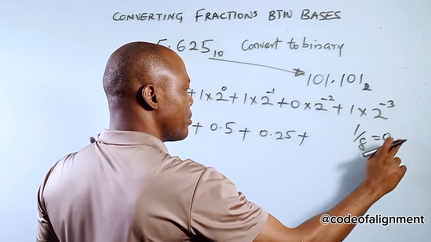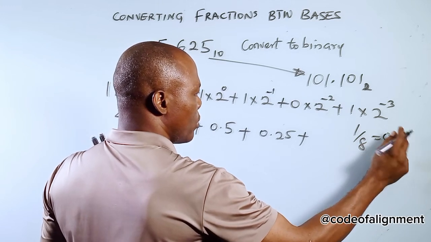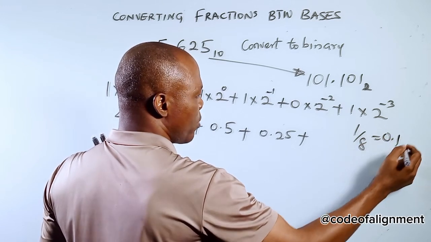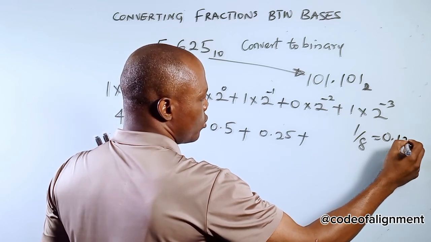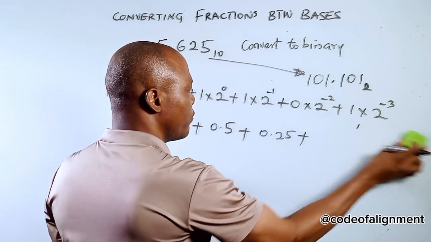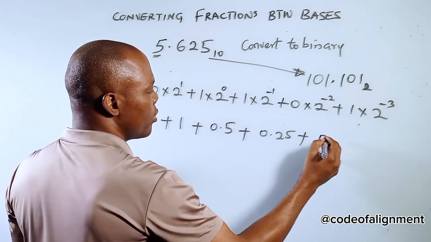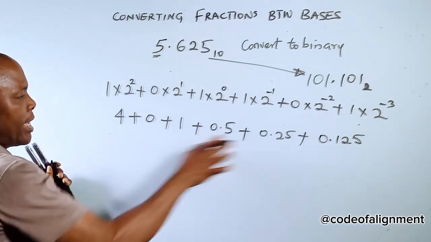Going into 10 will give us 1. Remainder 2, going into 20 will give us 2. Remainder 4, going into 40 will give us 5. So 0.125. So plus 0.125, right? Now let's add everything.